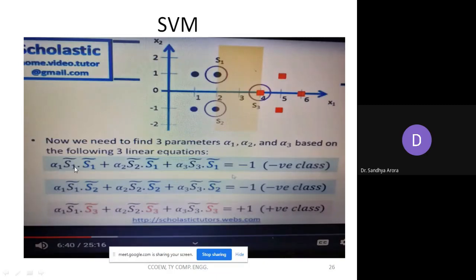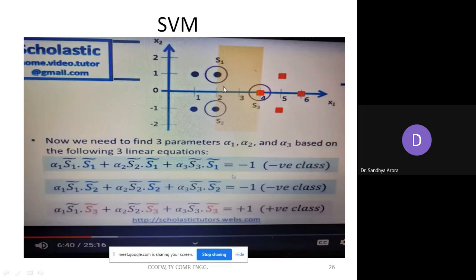We need 3 parameters, alpha 1, alpha 2, alpha 3, because we have 3 values associated with each support vector. This support vector has 3 values, this support vector has 3 values, this support vector has 3 values, isn't it? So the equation to be solved will be alpha 1 S1 plus alpha 2 S2 plus alpha 3 S3 equal to 0.